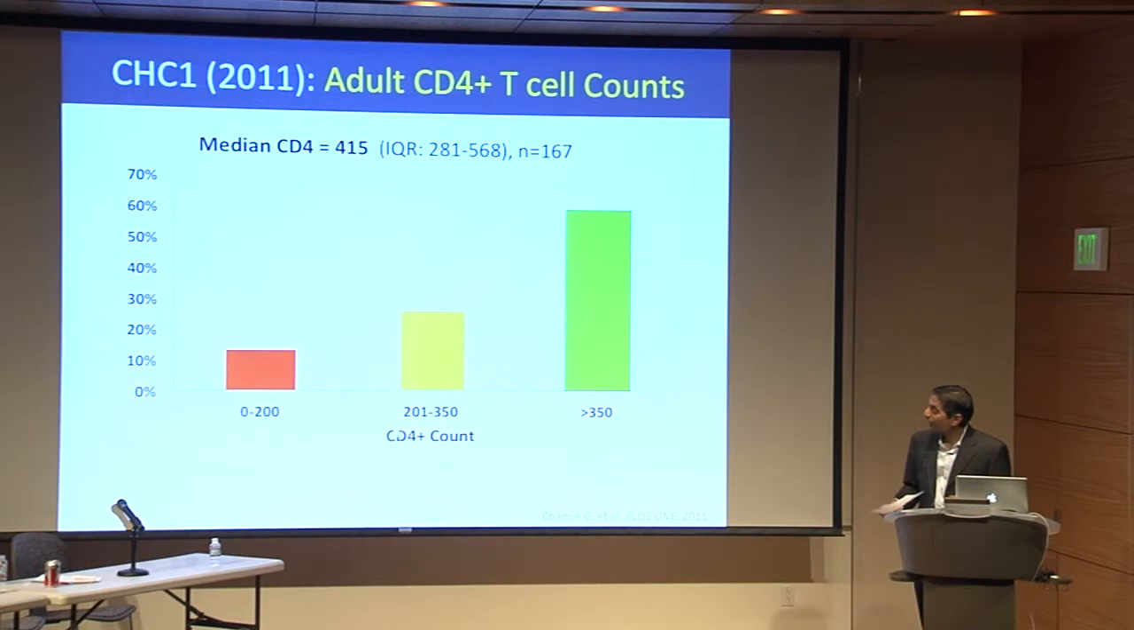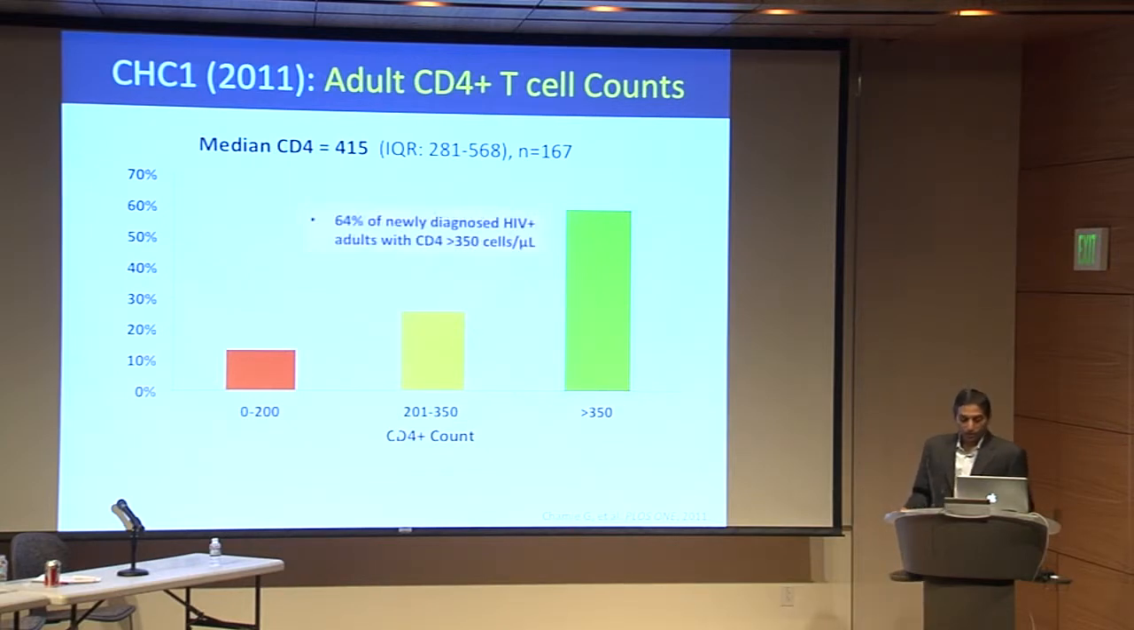Now, this is the CD4 count distribution of the people newly diagnosed. And this is an important slide because you can see that 64% of those newly diagnosed with HIV had a CD4 count above 350. And this was the hoped for result, that by taking testing out into the community, out to the periphery, can interact with patients in a way that gets them diagnosed at much earlier stages of disease.